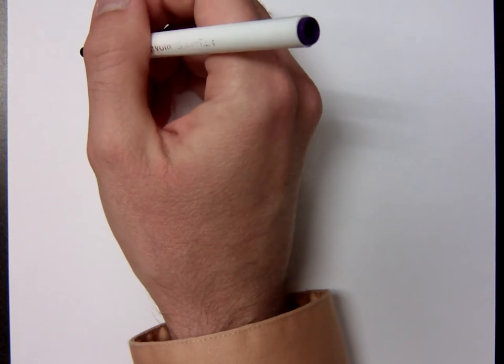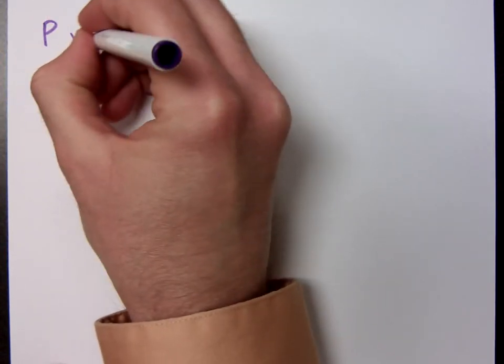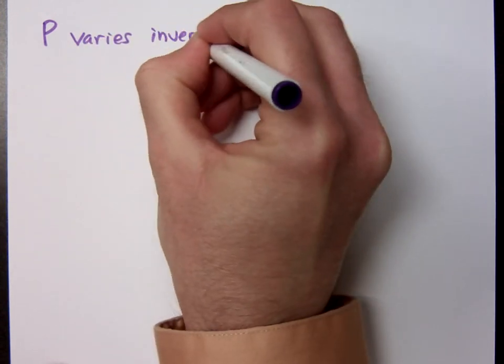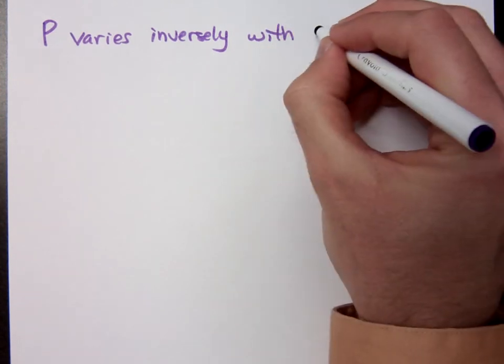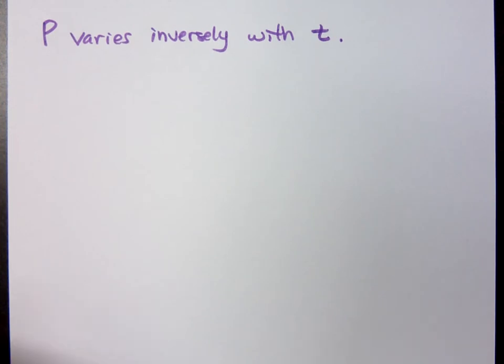Now, what I'm going to do here is I'm just going to give you some expressions, and I want you to translate that into the variation equation. If I were to say that P varies inversely with T, how do I write the variation equation for this?